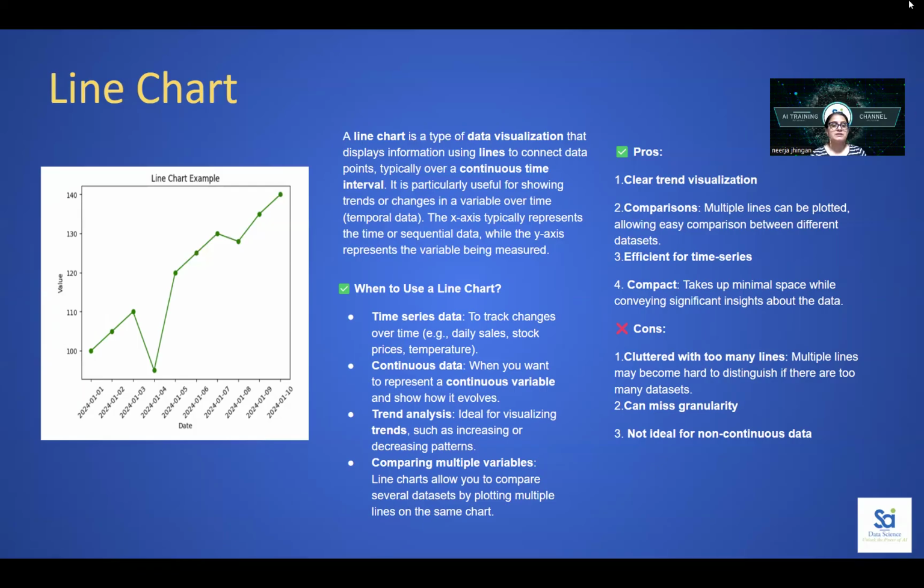Okay, and this uses lines to connect the data points. You can see here, this is the date, 1st of 2024. So this is the data point we are using.